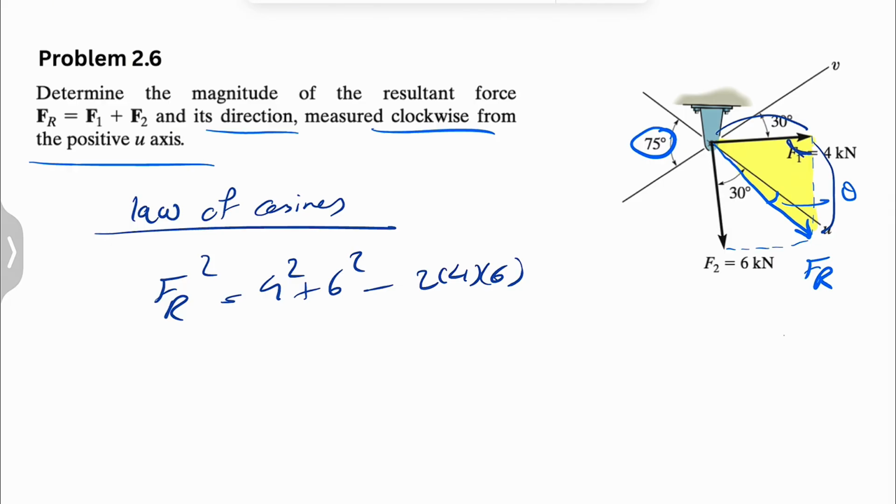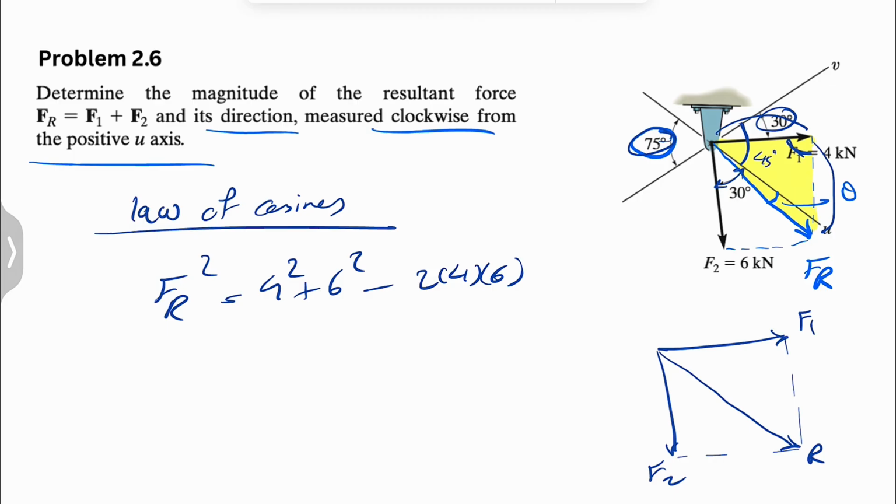So how do we find that angle? Basically we have this parallelogram where this is our R, this is our F2, and this is our F1. If we look at this, we can see that the angle between F2 and u is 30 degrees, which is this angle. And we know u and v make 75 degrees. We have the angle between F1 and v as 30 degrees, which means this one is 45 degrees, because the sum of these two has to be 75 degrees.